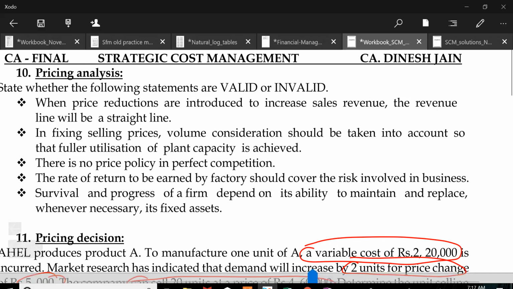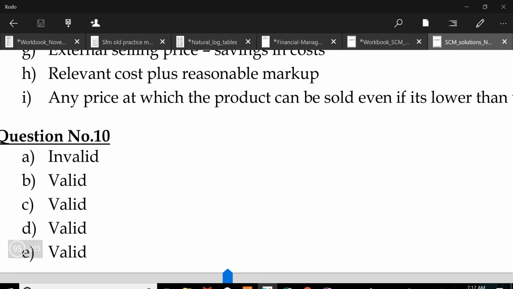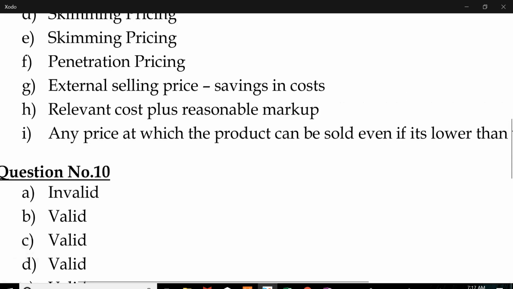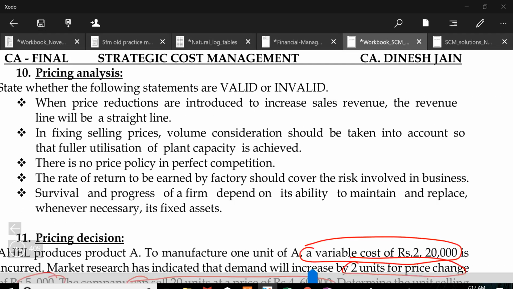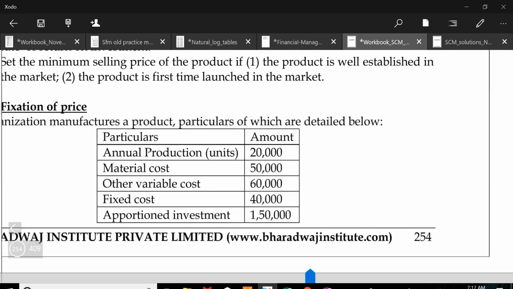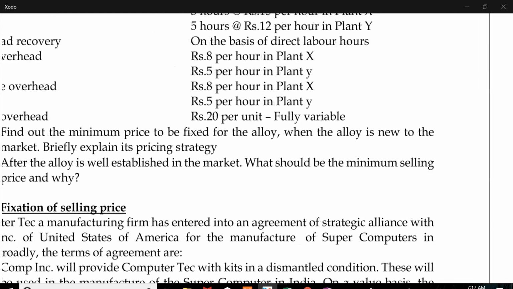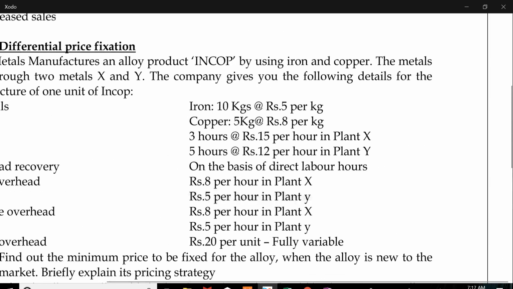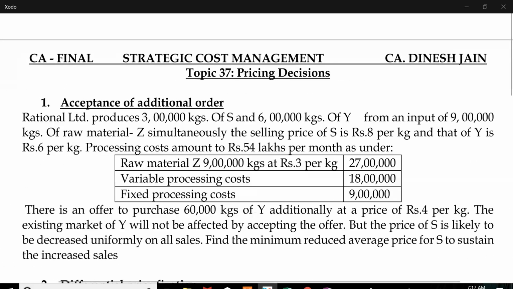Let's look at the answers. First one is invalid, everything else is valid. Now let's get into problem solving mode. Let's start with question number 1.